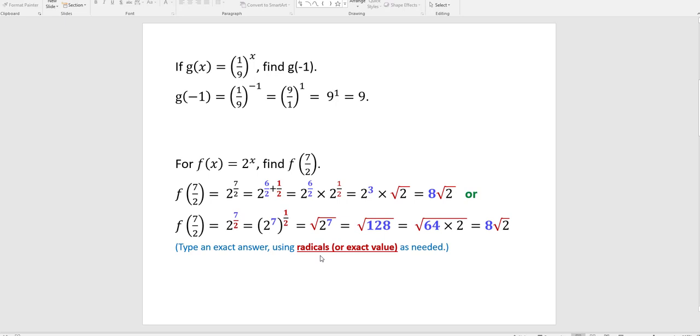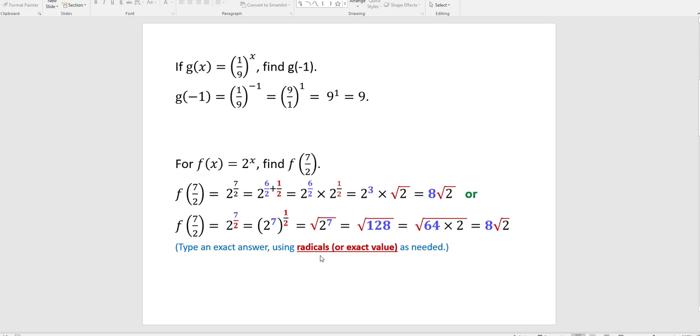Notice the instructions ask for answers using a radical or exact value. Whenever you get these instructions, a decimal answer cannot be used. I have provided you with 2 ways to evaluate this function. Pick the one that you understand the best and use it.